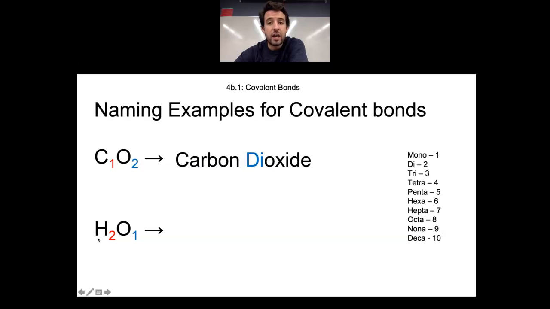This one, we have hydrogen, and we have 2 of them, so it would be dihydrogen. And then we have 1 oxygen. Oxygen is oxide, but then since we have 1, we put mono, but it's not monooxide, it's just monoxide.